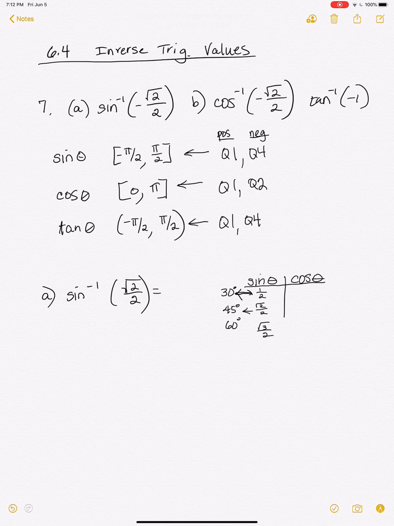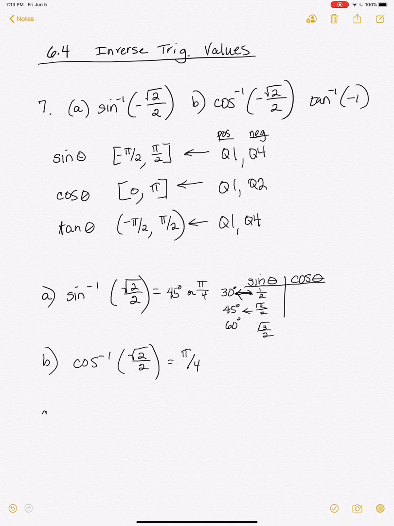So this is going to be 45 degrees or pi over 4. And it depends. If it asks for radians, make sure you convert your degrees to radians. All right, the B part, I'm going to make that positive too. Same thing, the cosine. The cosine of what angle is the square root of 2 over 2? Well, the cosine of 45 degrees is the square root of 2 over 2.